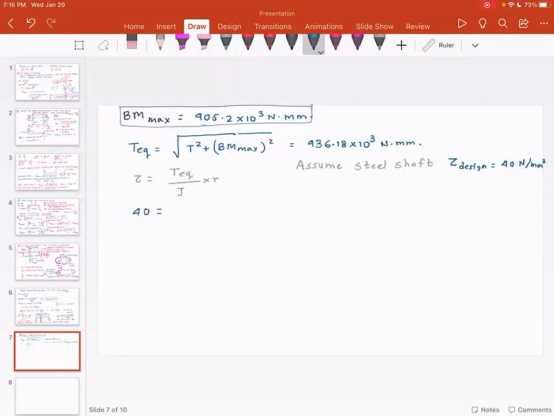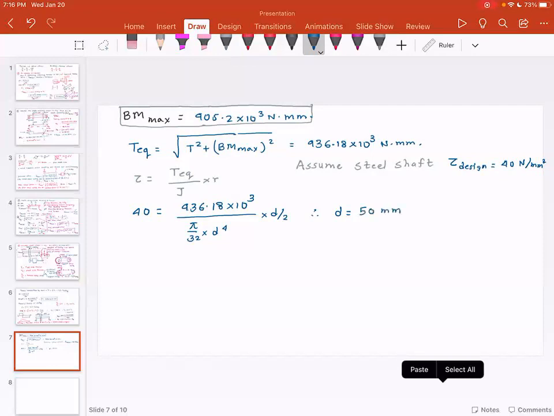So 40 is equal to 936.18 times 10 to the power 3 over pi by 32 d to the power 4, times d by 2. That gives me the value of d equal to 50 millimeters. And this is the shaft diameter from T equivalent, alternatively the tau max criteria.